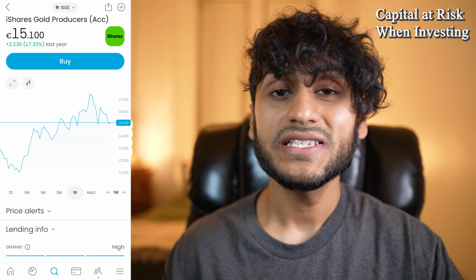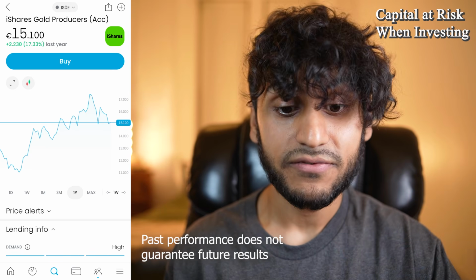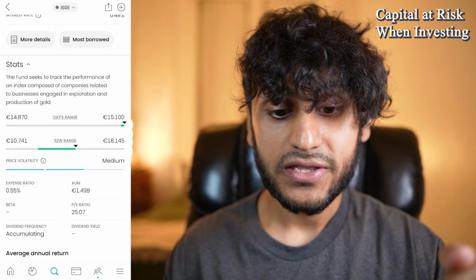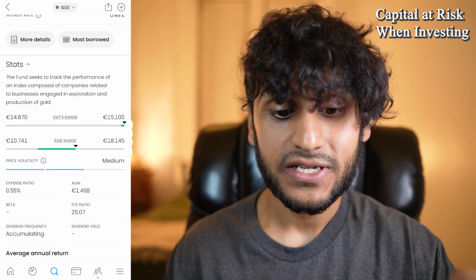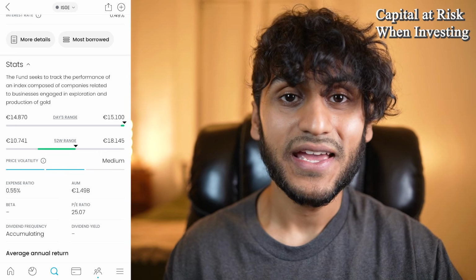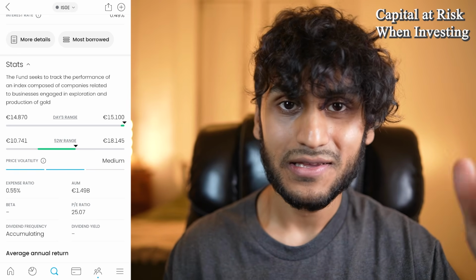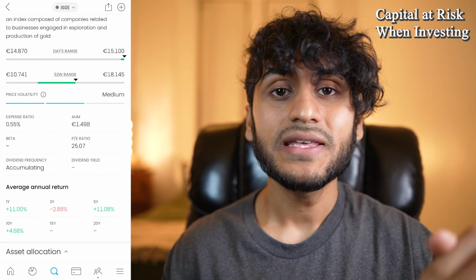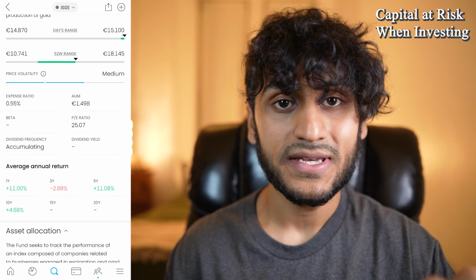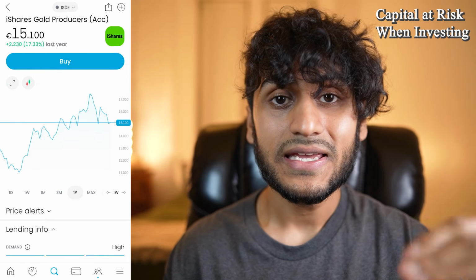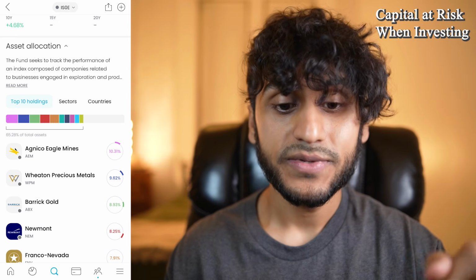Here's another fund which is denominated in euros, so maybe you won't want to invest into this, but just to show you, over the past year, up by 17.33%. So this fund seeks to track the performance of an index composed of companies related to businesses engaged in the exploration and production of gold. As someone with a PhD in biomaterials, I can again tell you, gold isn't produced, it is mined and refined. But anyway, it still counts as production of gold. You can see that depending on the fund, the expense ratio can be quite expensive. This one has a 0.55% expense ratio. But then again, you are investing into a very specific fund where it is focused on gold producers. If you want to check out the top 10 holdings, you can see here.